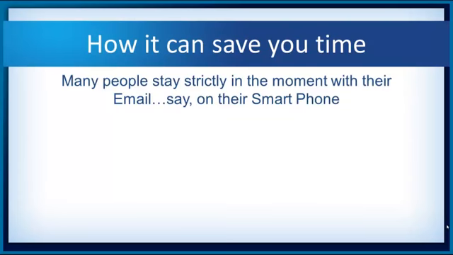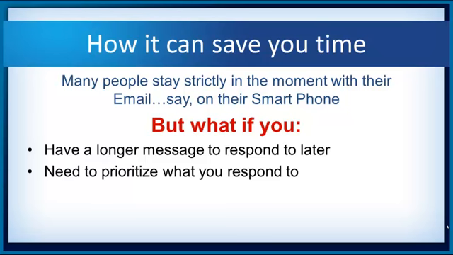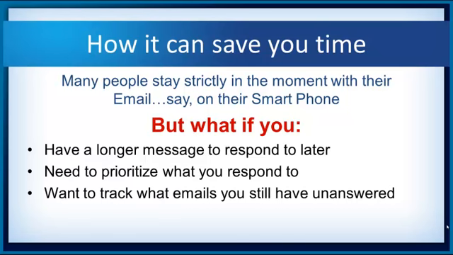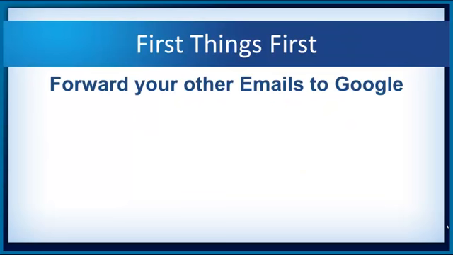Many people stay only in the moment with their email, say on their smartphone. So now we've become accustomed to, on the road, taking a minute, scrolling down through our emails on our smartphone. But what if you have a longer message that you need to respond to later, and you're using your phone like a ticker tape, so if it's not there now, it's out of sight, out of mind? What do you do if you have that longer message? What if you need to prioritize what you respond to, and you want to track what emails you still have unanswered? Well, let's take first things first.